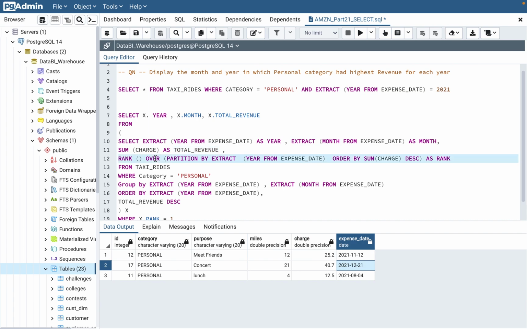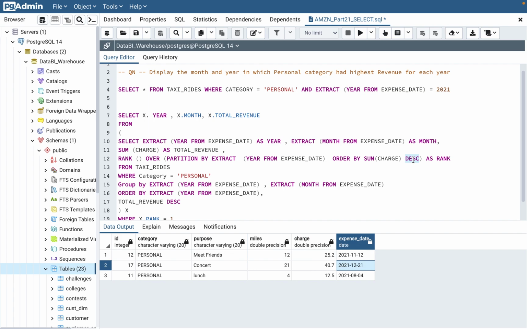Then we say the rank. What do we need to rank? We need to rank based on the revenue. So we say sum of charge descending. Descending is very important, okay? Because you are saying give me all the sum of charge, and then rank highest based on the highest. If they said give me the lowest revenue, then you would not put descending. You would put ascending, or you would just keep it like that because that's the lowest one. Here they are looking for the highest charge.